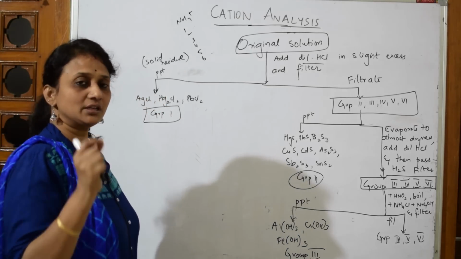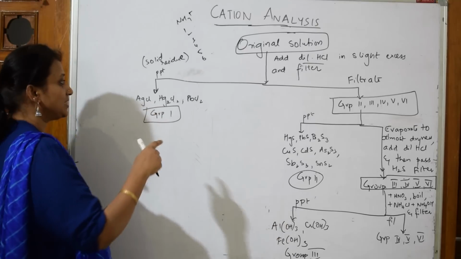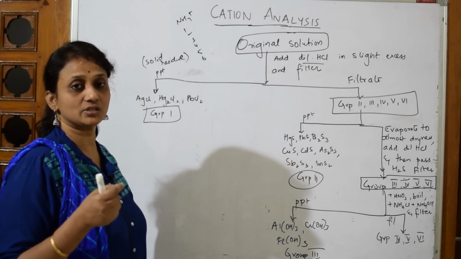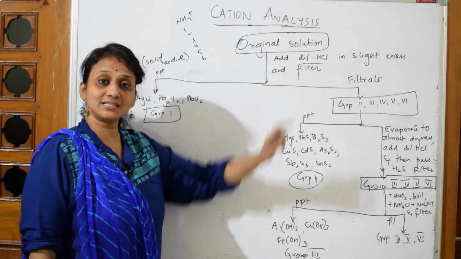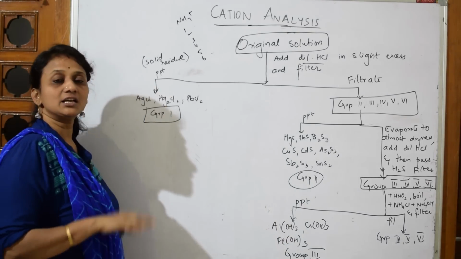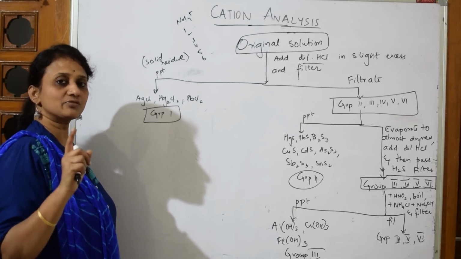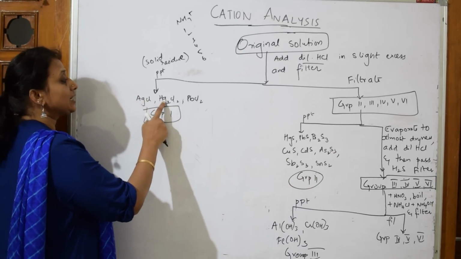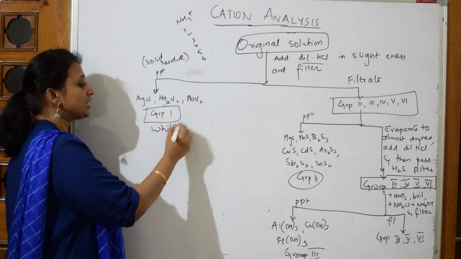Viva question number 2. Once they have asked you what the group reagent is, next they will ask you how the first group salts precipitate out. You have to say, because we have added dilute HCl as a group reagent, the first group cations precipitate in the form of chlorides: silver chloride, mercury chloride, lead chloride. All are white in color. The precipitate will be white in color.